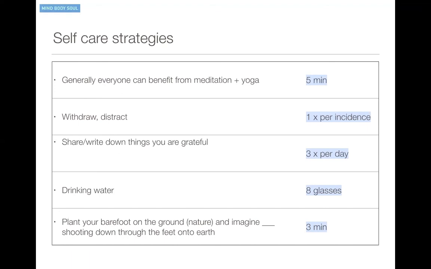Number 5, plant your bare feet on the ground, preferably in nature, and imagine sadness shooting down through the feet onto the earth. Giving the sadness to the earth, you let go of the sadness from you. Let the earth receive the sadness. Earth likes that.